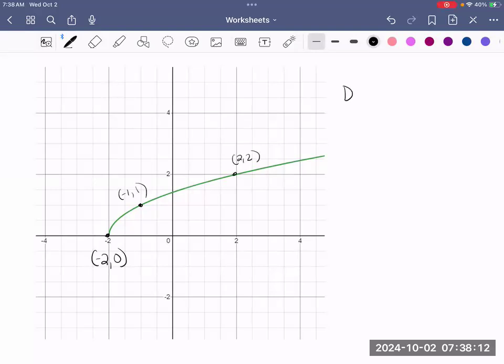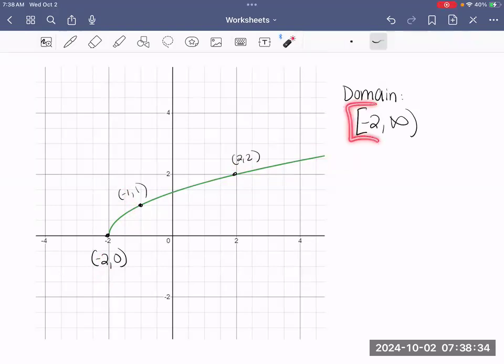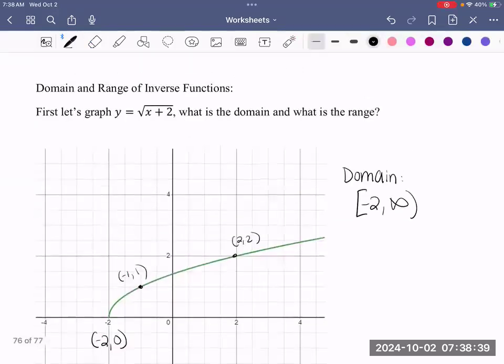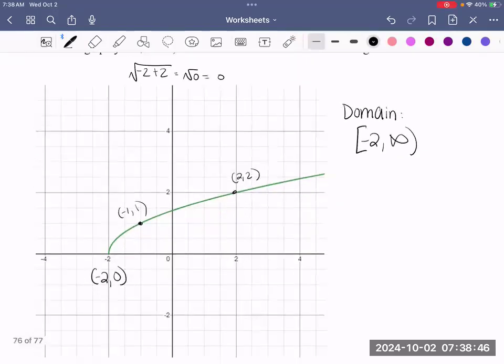Taking a look at the domain, we read from smallest to largest, so left to right. Your leftmost point is at -2, and the x values get larger and larger as the function grows up. So we go from -2 to infinity. We use a bracket around -2 because there is a point at -2. We can even plug -2 in and get the square root of 0, which is 0, and that is a good number.